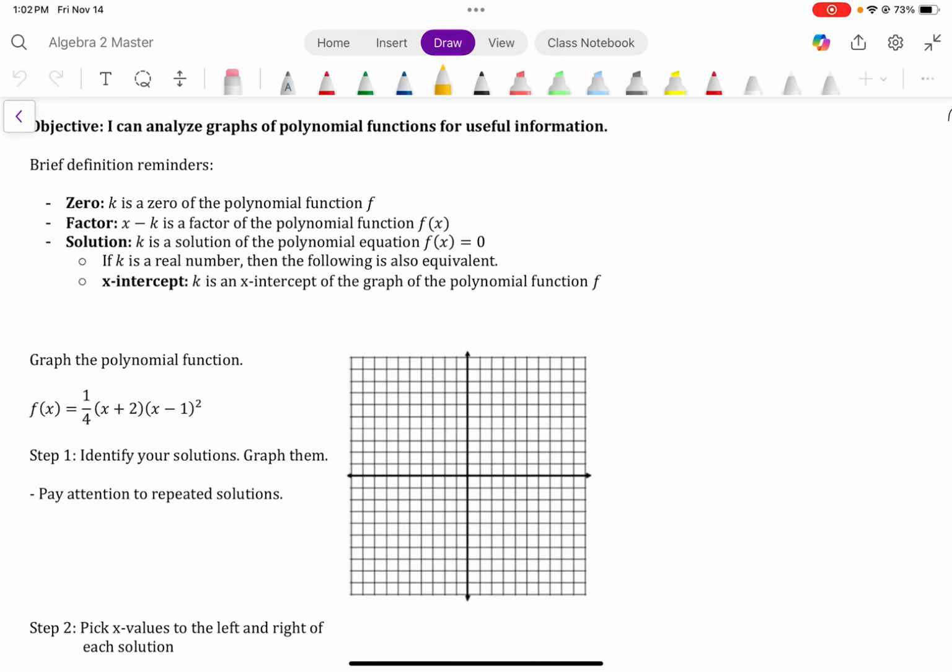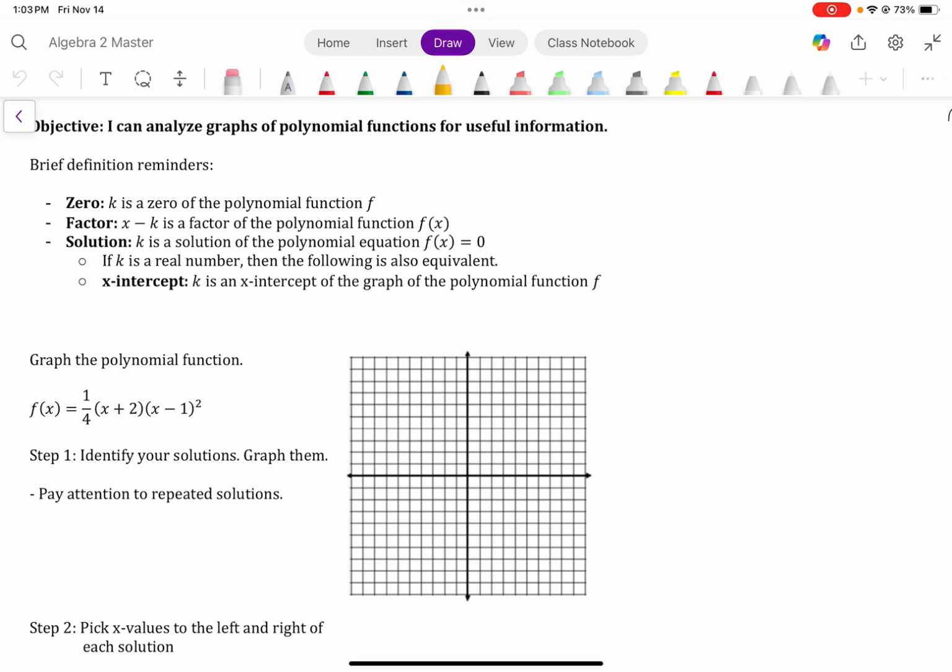In this video, we are going to graph a polynomial function. So first, a couple reminders. A zero, factor, solution, and x-intercept all talk about the same thing, but in slightly different ways. A number k is a zero of the polynomial function f. A factor would be x minus k. That's a factor of the polynomial f of x. The solution k makes f of x equal 0, so f of k would be 0.